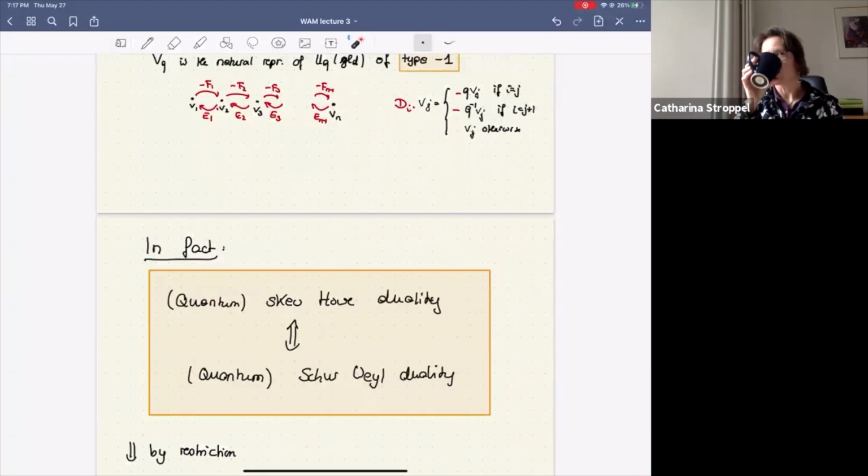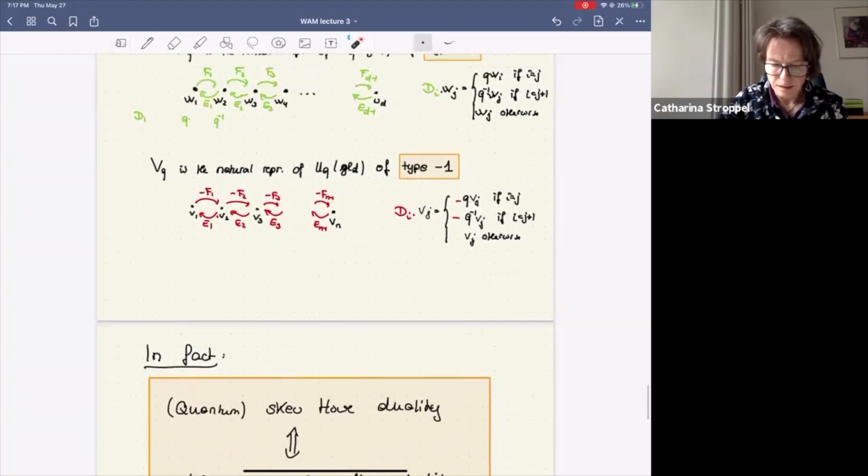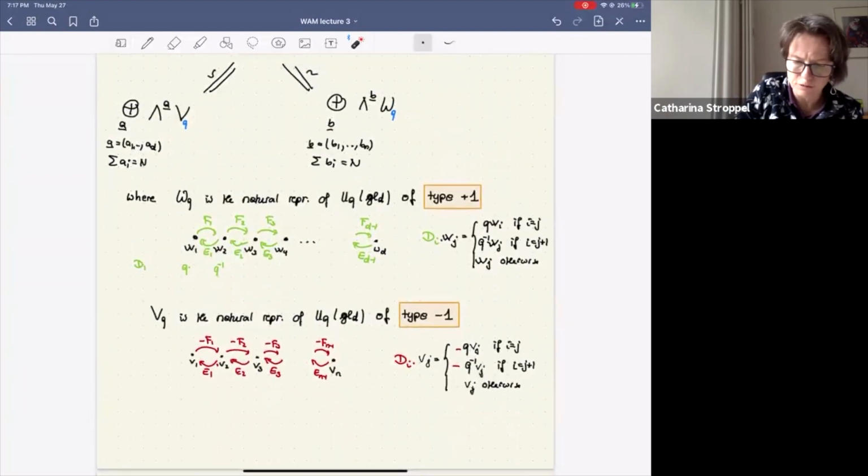There was one comment in the chat by Eva that she thinks that VQ is the natural representation of UQ. Oh yeah, so this VQ is the natural representation of this GLD, but if you look at it, it differs from this picture. I think it's about N versus D. Yeah, it's N versus D, that's the question.